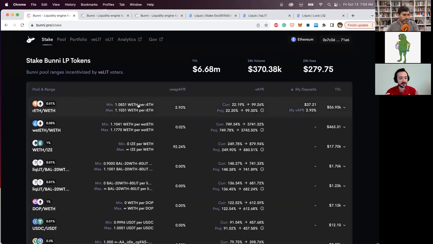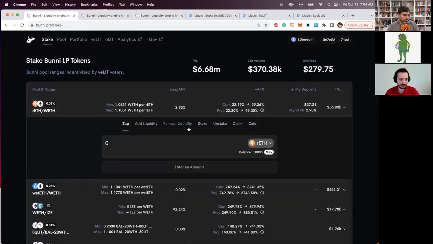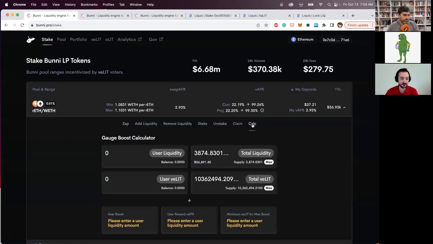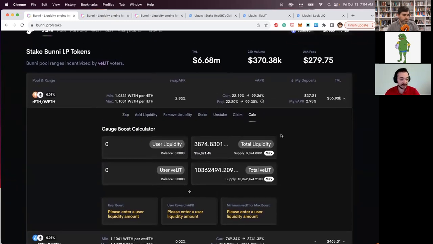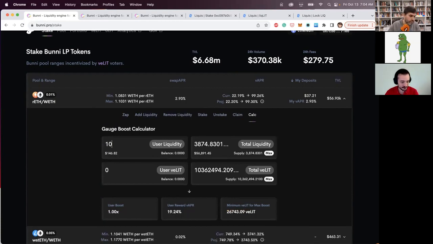If you go to the rETH pool, you have a handy calculator that appears on the right. I think everybody should be aware, because not even Curve has such a handy tool. So let's say we want to put in 10 in terms of user liquidity. Let's write that we have 10,000 VLEAT. So just there, yes.